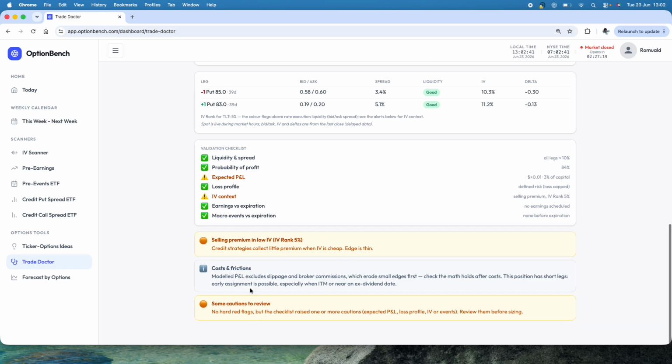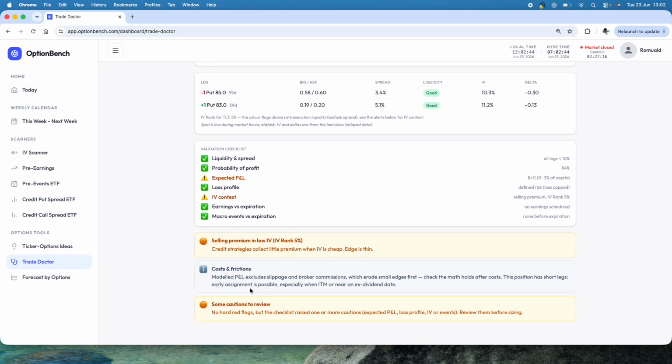So here's the whole lesson in one sentence. A probability of profit tells you how often you win. It tells you nothing about how much you make when you're right, how much you lose when you're wrong, or whether the edge survives costs. This trade has a beautiful win rate and almost no edge underneath it. Those are different things, and only one of them shows up in the headline.